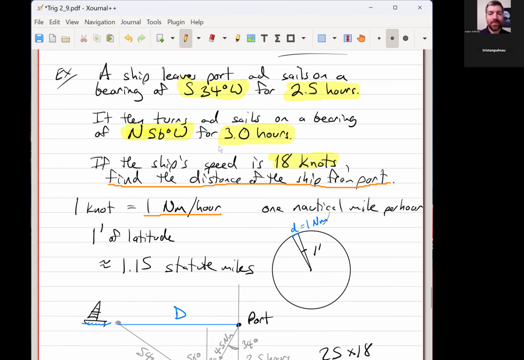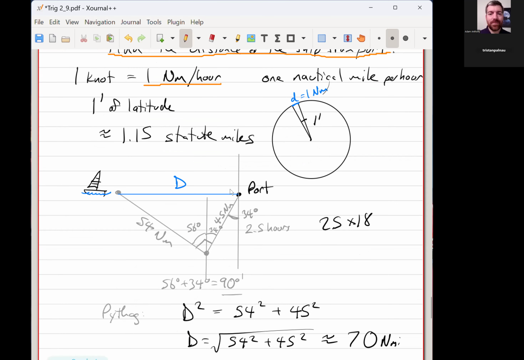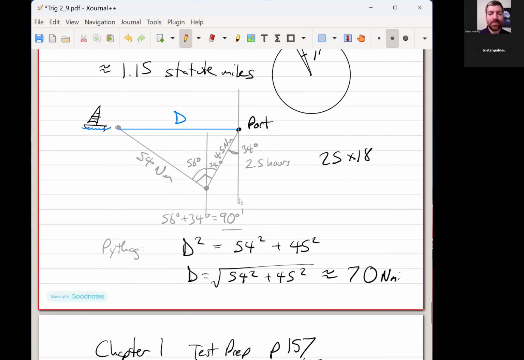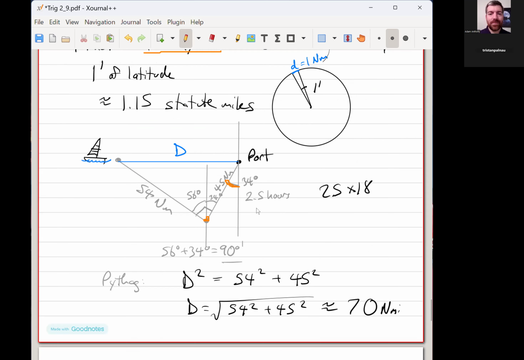So this problem gives us the bearing of the ship at certain points in time and how long it traveled on that bearing. And with the rate, we can then get the distance traveled. And so I've created a picture here. We've got port. We've got the bearing of 34 degrees south, 34 degrees west. So that's here. And so the ship ends up here after the 2.5 hours. You could take 2.5 times 18, and that ends up with 45 nautical miles.